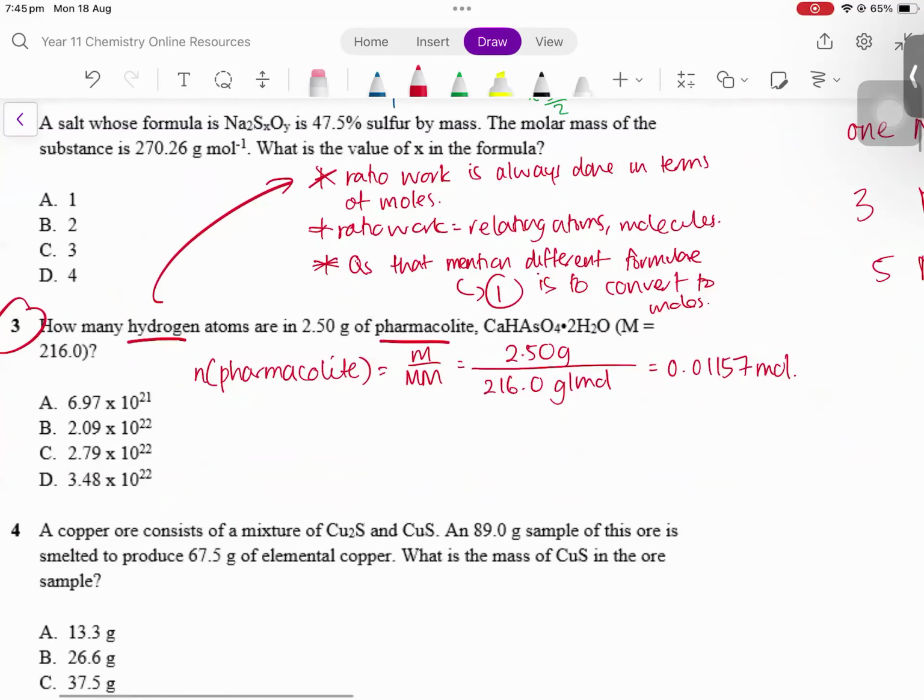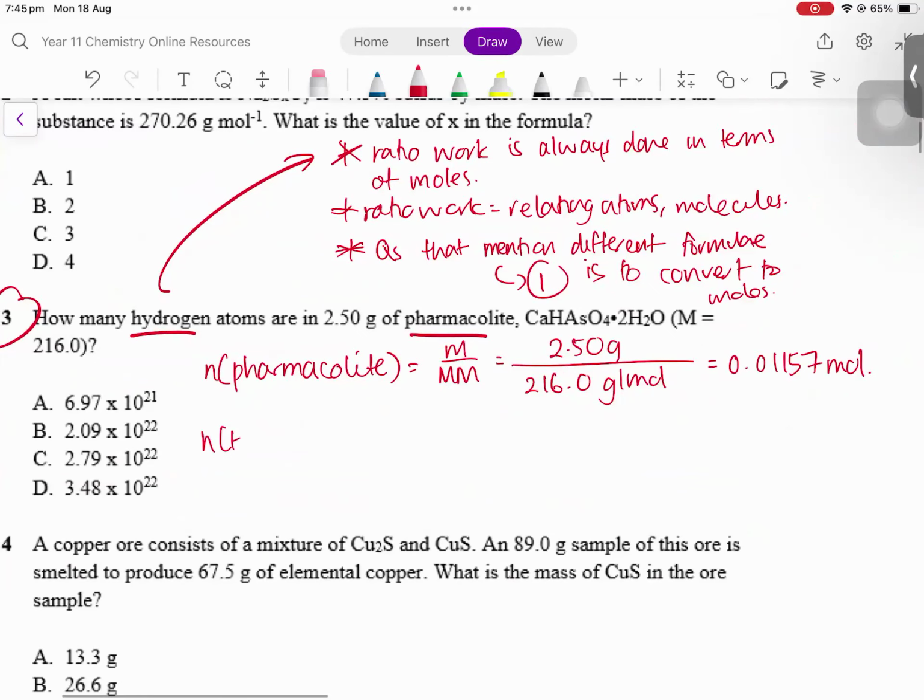So the way you write it is moles of H is 5 times the moles of pharmacolite, which is 5 times 0.01157 dot dot dot mole. And then once you've got the moles of the chemical, do whatever conversion you want, okay?